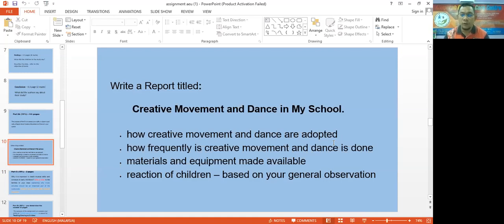And what material and equipment are made available? How do you use the material and equipment for your dance class? And what is the reaction of the children based on your general observation?